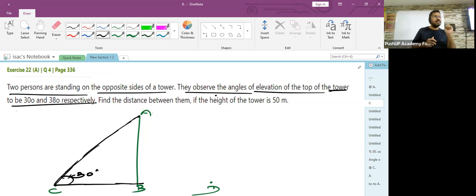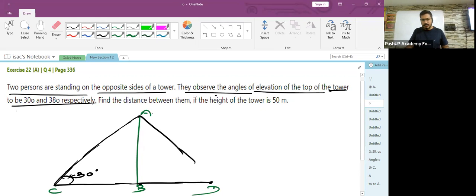When the person at point C is looking at the top of the tower, the angle of elevation created is 30 degree. And at the same time, when the person at point D is looking at the top of the tower, the angle of elevation created is how much? 38 degree. You have to find the distance between them. Children, find the distance between them.